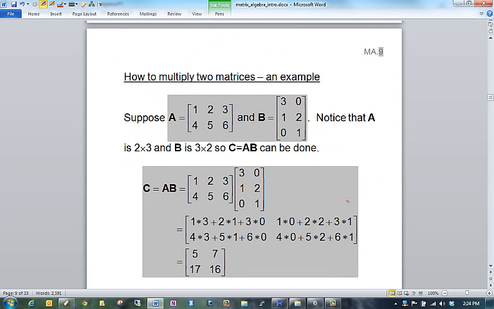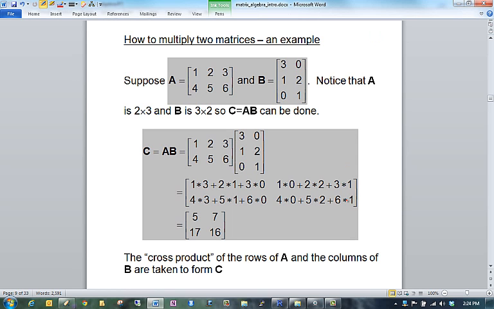To actually do the matrix multiplication, I think it's best explained through a simple example. So here's my A matrix that I had before with 1, 2, 3, 4, 5, 6 in it. And let's look at this particular B matrix. Notice that B is 3 by 2, A is 2 by 3. So since the number of columns of A is equal to the number of rows of B, we can do this multiplication, and the resulting matrix will be 2 by 2.